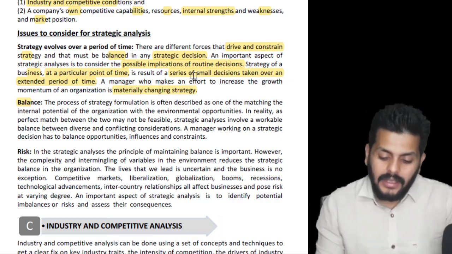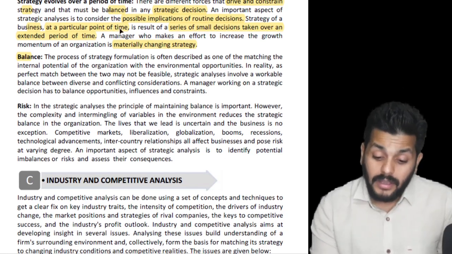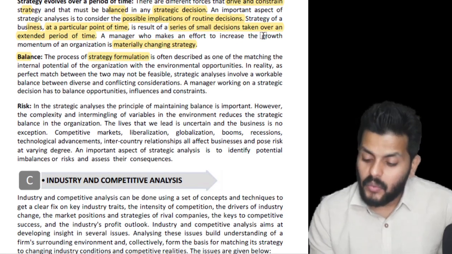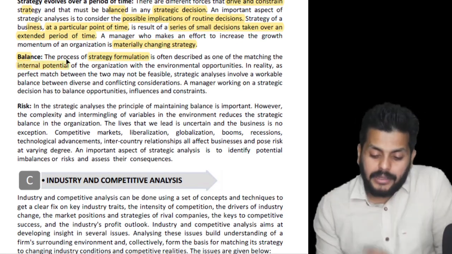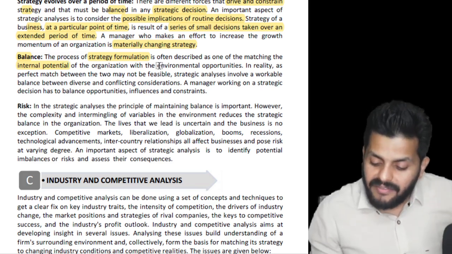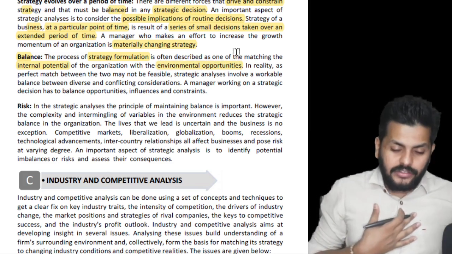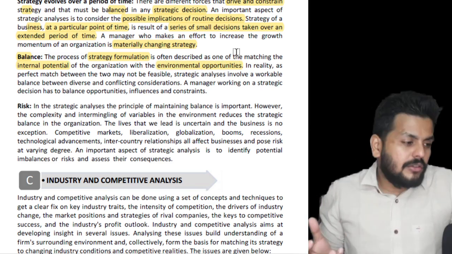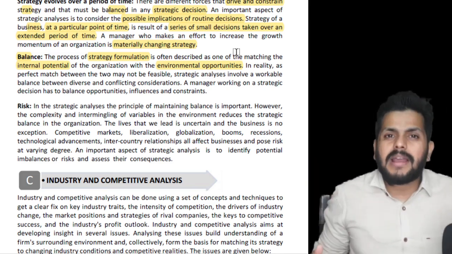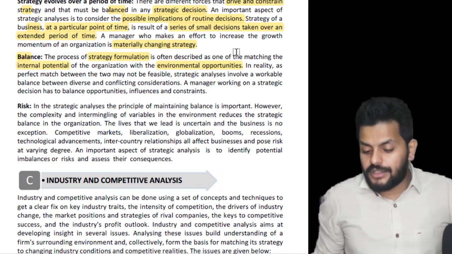Not only that, you have to strike a balance. Sir, balance between what? Check this out. The process of strategy formulation is often described as the one where you are matching the internal potential, in bracket, write down our own strengths and weaknesses, with that of the environmental opportunities. So you have internal potential which is inside you. You have environmental opportunities that are coming from the external market. Try to match both. Try to match the internal strengths and weaknesses with that of the external opportunities.